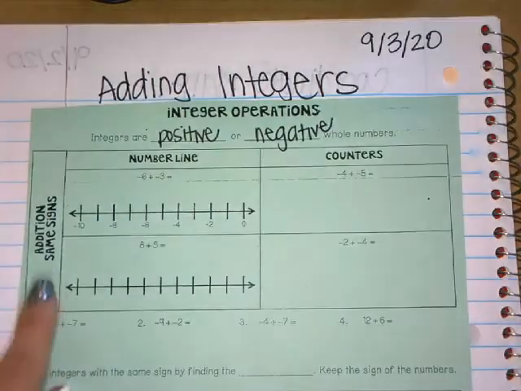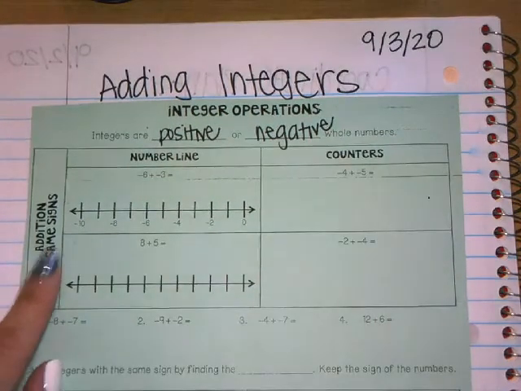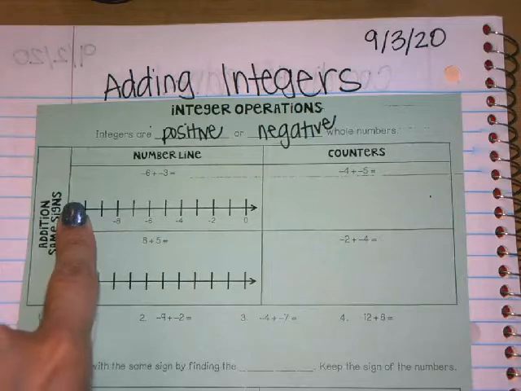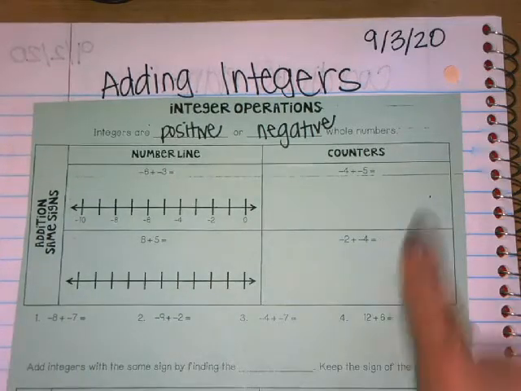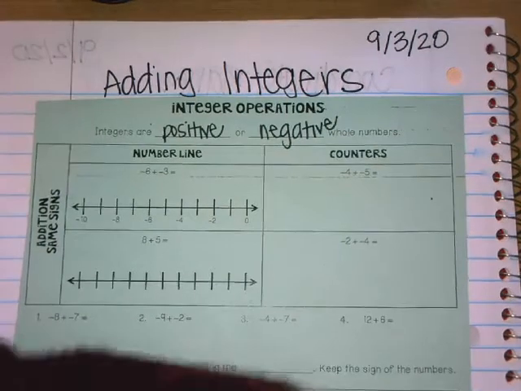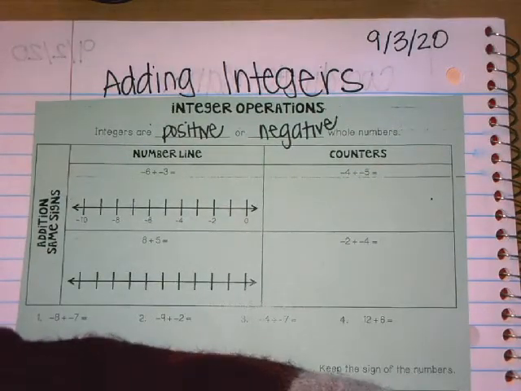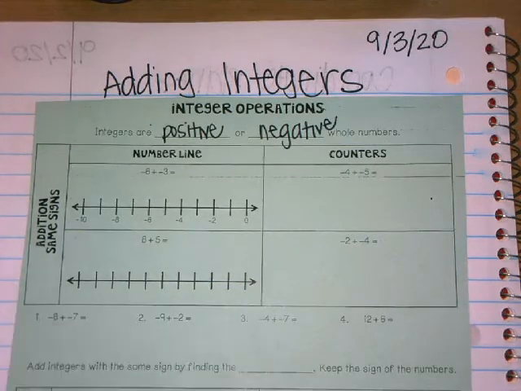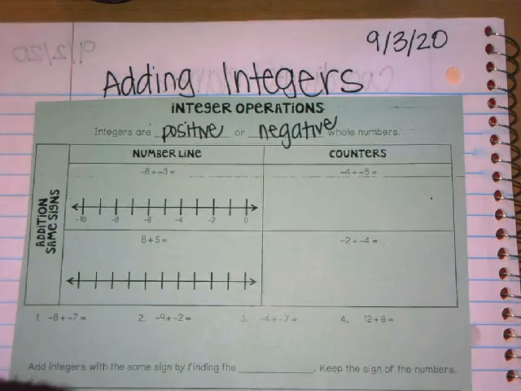Okay, so first of all, we're going to talk about if we're adding integers and they have the same signs. Does everyone see that? Yeah. So what do I mean by same signs? If you were to look at these problems on the first half of the paper, what do I mean by same signs? How do I know that the signs are the same? Molly? Excellent.